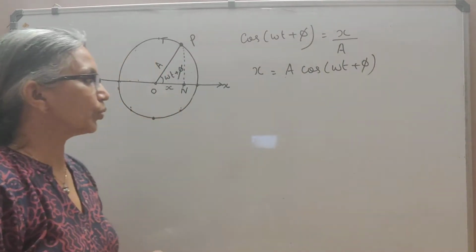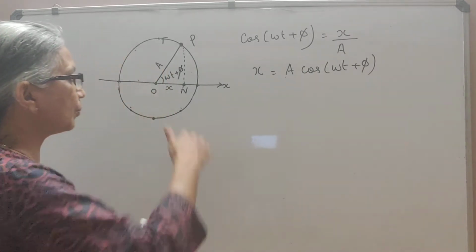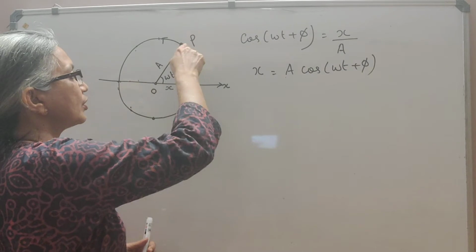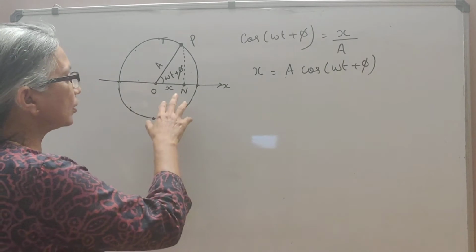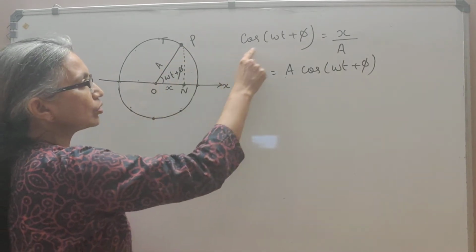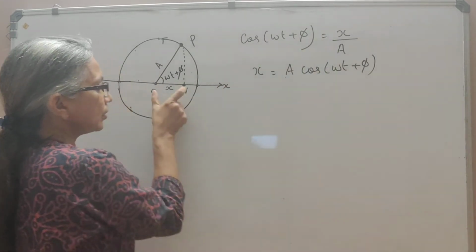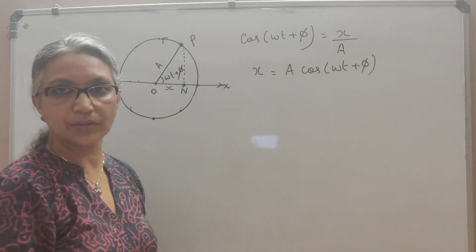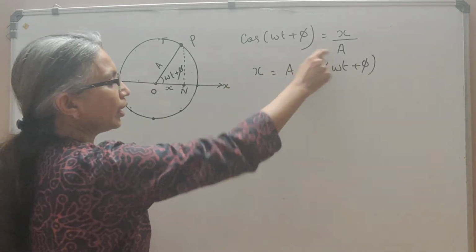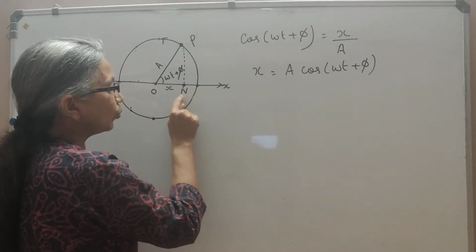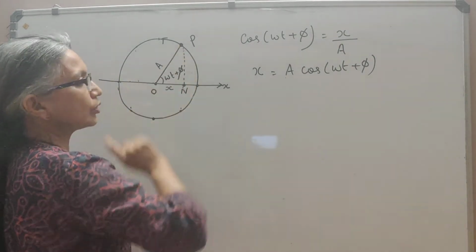In the previous video, we were discussing how you may describe simple harmonic motion to be the projection of a reference particle in circular motion onto the diameter of that circle. So if you now look at this triangle here, you see cos(omega t plus phi) is the adjacent side x by a, where x is the instantaneous displacement of that particle executing the simple harmonic motion from the mean position, and a is the maximum displacement of the simple harmonic oscillator from the mean position, which happens to be the radius of the circle.